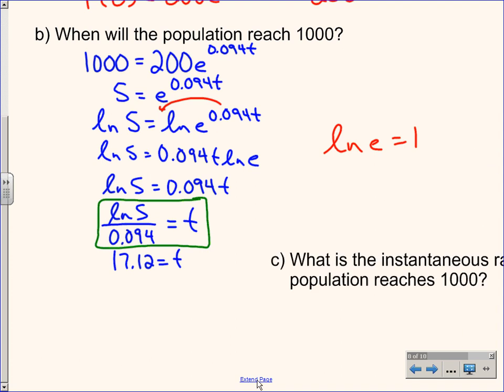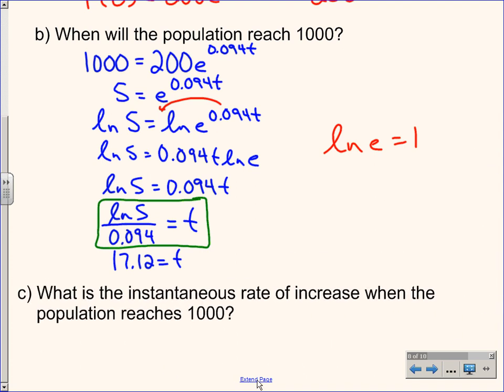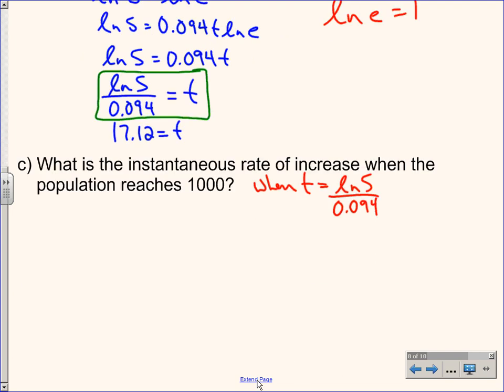So I'm going to use that t value as we get to part C. Part C says, what's the instantaneous rate of change when the population reaches 1,000? So the population reached 1,000 when t was ln 5 over 0.094. Okay, that's when it happened, at about 17.12, whatever it was. I can't remember what the units were now. So we want to find the instantaneous rate of change. Instantaneous rate of change means the derivative. So we need to find p prime of t.